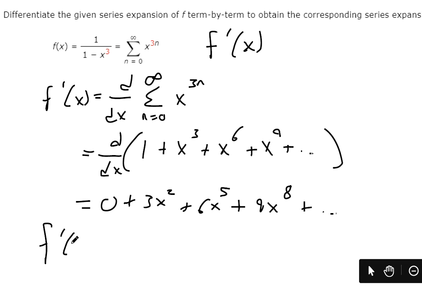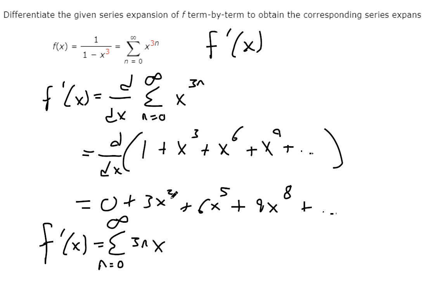So the derivative of f as a power series could be the sum from n equals 0 to infinity of 3 times n, right? Because when n equals 1, we've got 3. When n equals 2, we've got 6. When n equals 3, we've got 9. So that takes care of the coefficients. And then it's going to be x to the power of, well, when n equals 1, we need to have a 2 here. So we could say 3n minus 1 for a power.